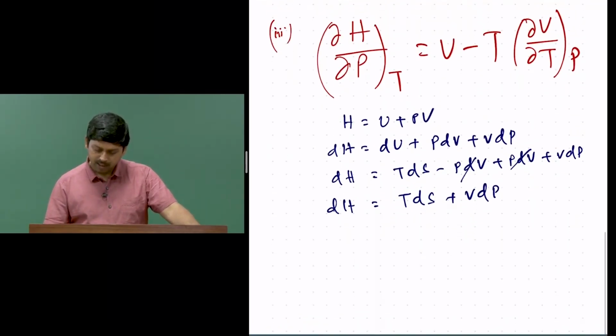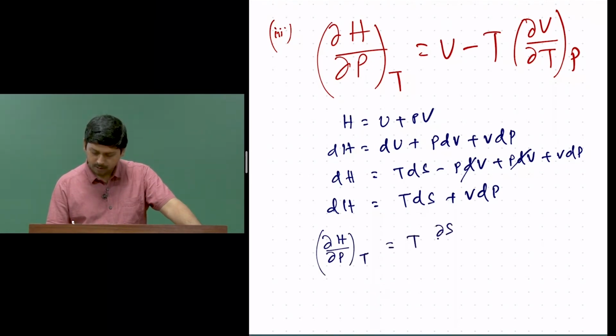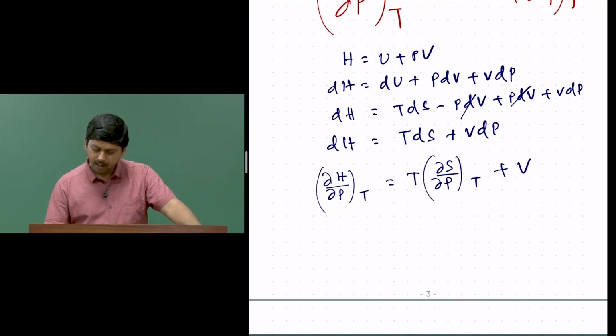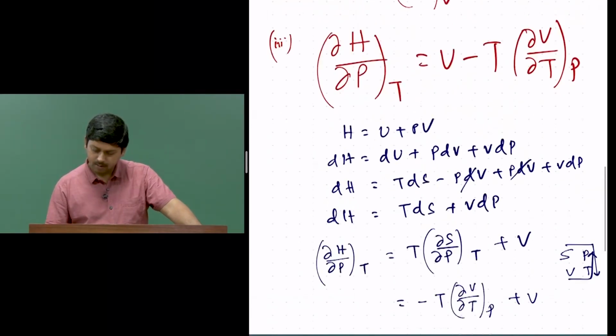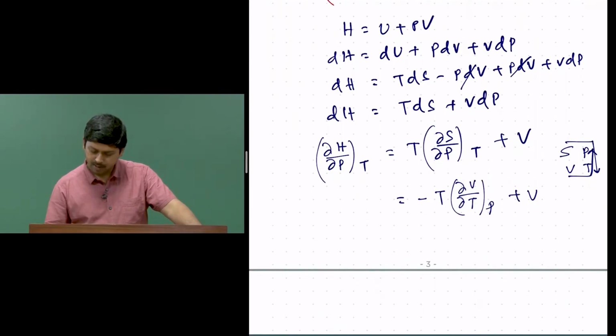Now, we can always take a derivative with respect to P at a constant T. So, del H by del P at a constant T is T del S by del P at a constant T plus V. And now, this is very simple. So, we are going to use Maxwell's relation, S P T V. So, del S by del P at a constant T is minus del V by del T at a constant P, okay, plus V, and that is V minus T del V by del T, that proves it.